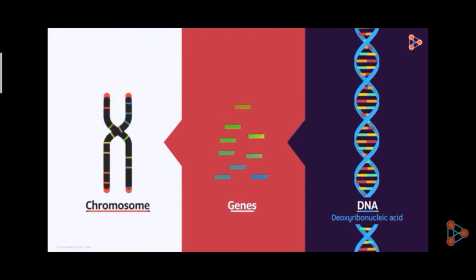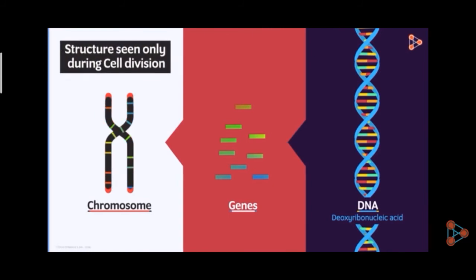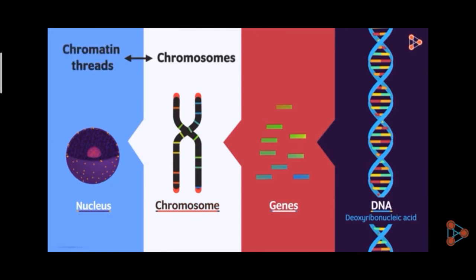However, this chromosomal structure exists only when the cell is about to divide. Otherwise, these chromosomes will be in a thread-like structure called chromatin fibers in the nucleus. In other words, chromosomes and chromatin threads are the same thing. The genetic material is located in the form of chromatin threads in the nucleus. This is the reason why the nucleus is called the major organelle.